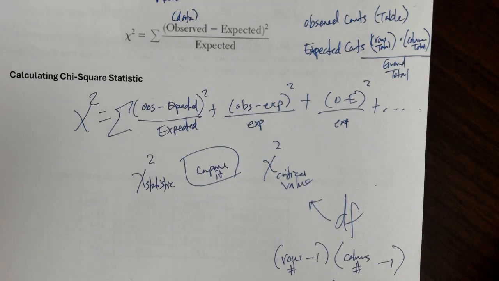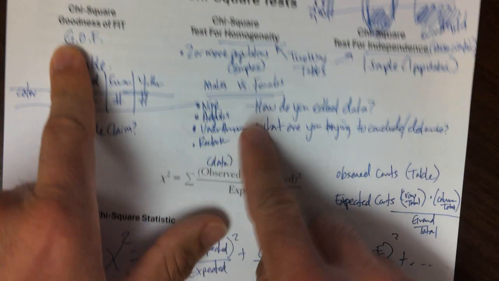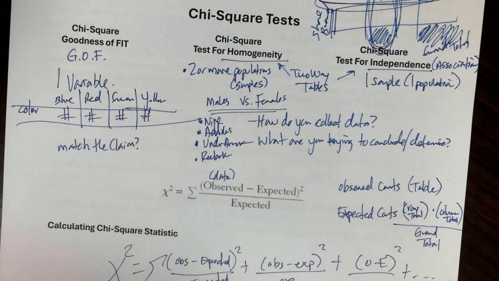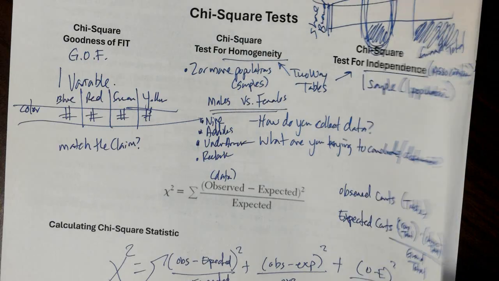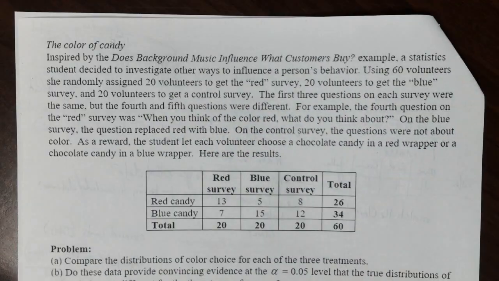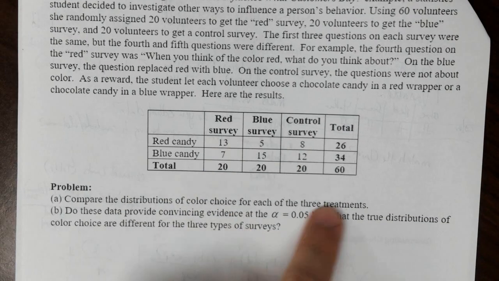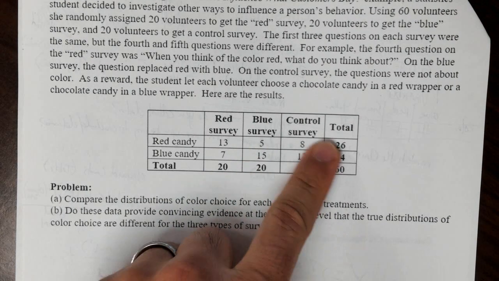Now let's look at some scenarios so that you can see how to identify these, right? Let's put some context into it. You guys okay with that? Okay, so here are some scenarios, right? And I give you this little packet, and there's different wording. Notice how we have a 2-way table. Is this going to be a goodness of fit?